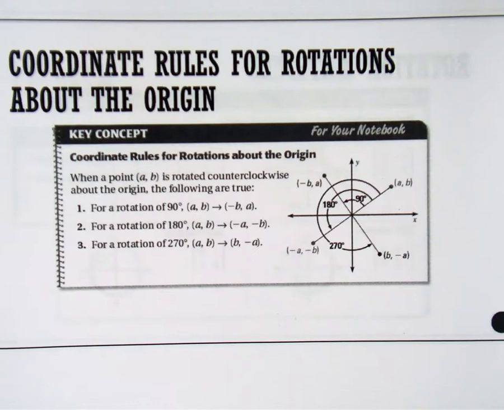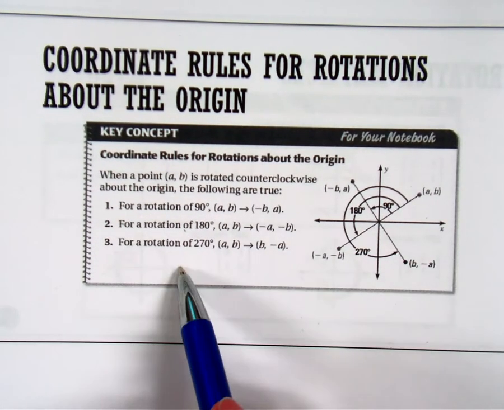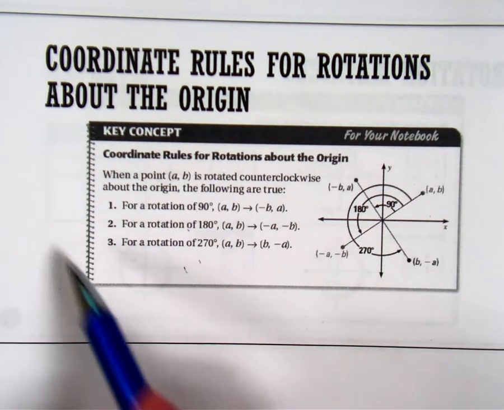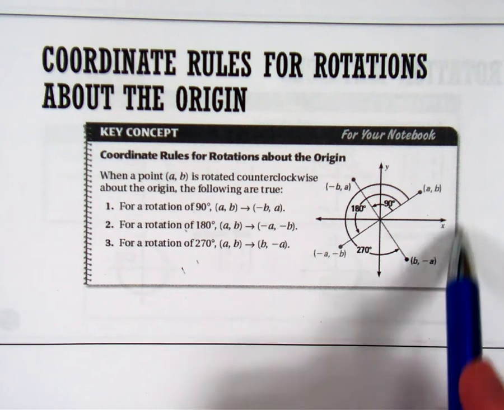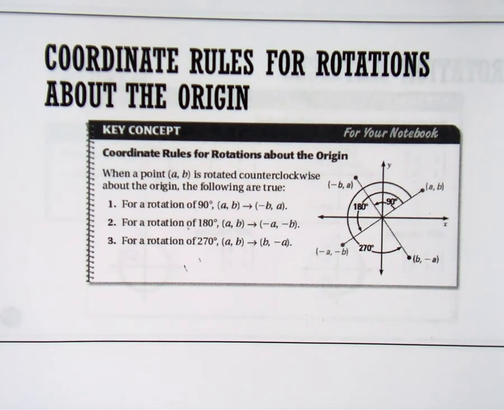Here are your coordinate rules. This is a big one. You might want to have that written down on the top of your homework paper. Okay, this is also a screenshot right out of your book. So if you don't get it written down now, I would copy that out of your book and put that on the top of your homework paper or worksheet that you're going to get today. That way you're not flipping back and forth in your book all the time.